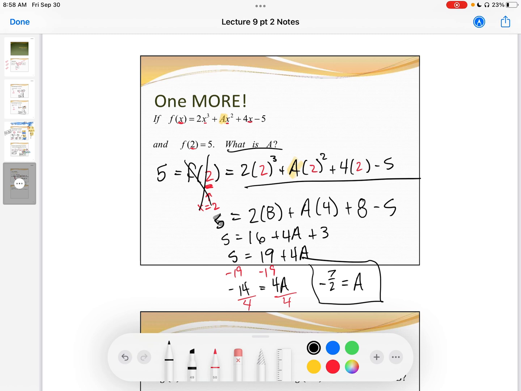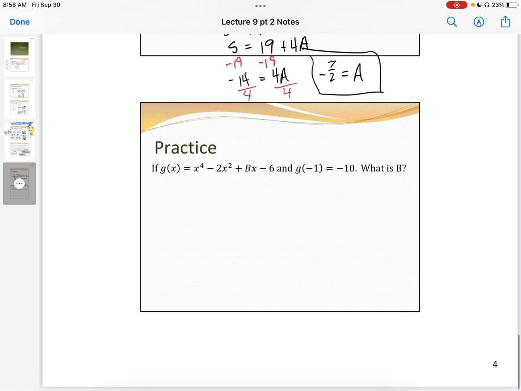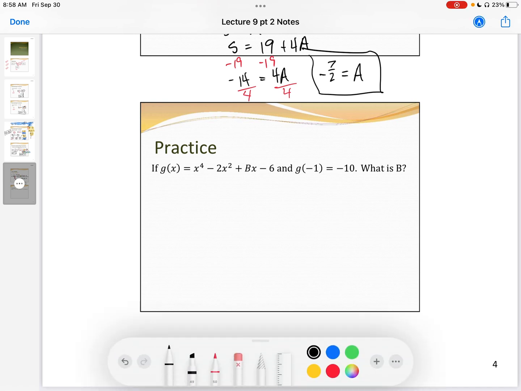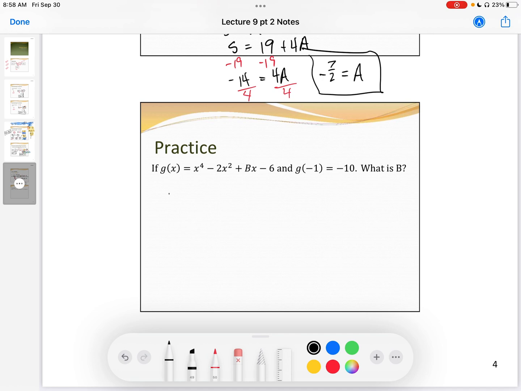Okay, I've got one more example down below that I want you guys to try on your own. So try this on your own, and you guys will pause the video so you can try it. Okay, hopefully you guys have that paused here. I've got g of negative 1 equals negative 10. So negative 1 needs to be plugged in for all of my x's.